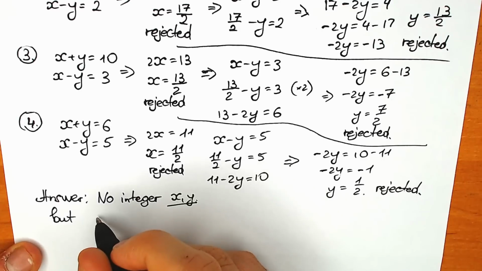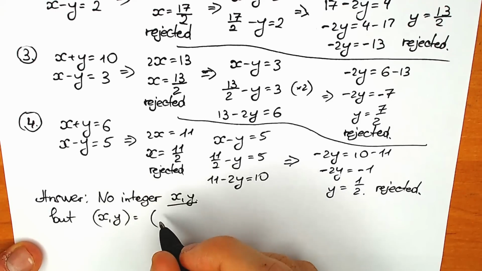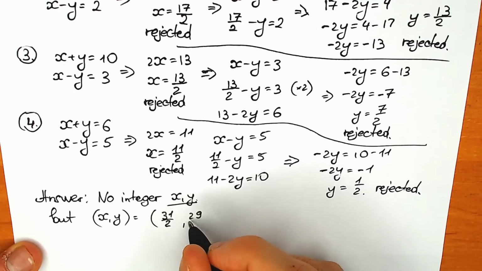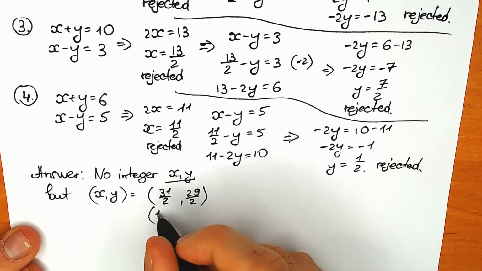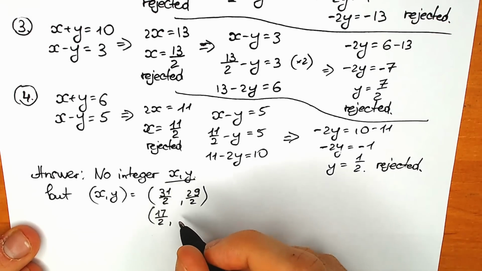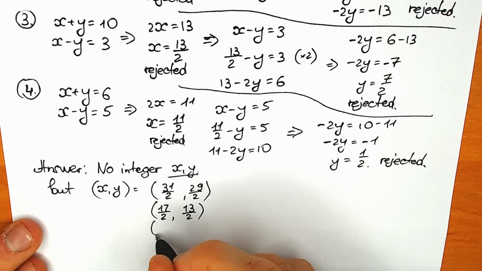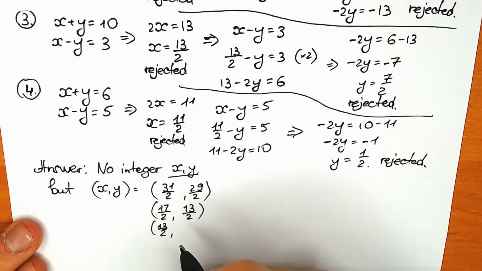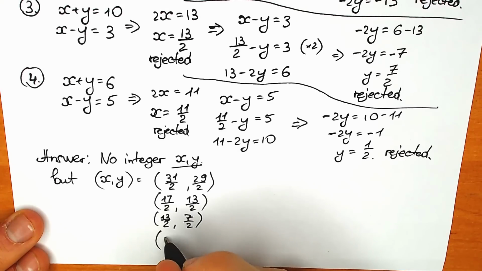So here's my answer. The x and y pairs: the first one we have is 31 over 2, 29 over 2. You can easily write it in terms of decimals. This is up to you. Then 17 over 2 and 13 over 2. The third one, 13 over 2 and 7 over 2. And the fourth one, 11 half and 1 half.